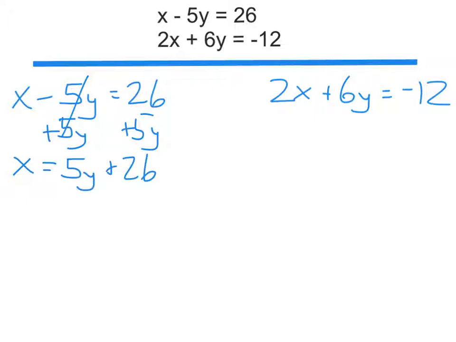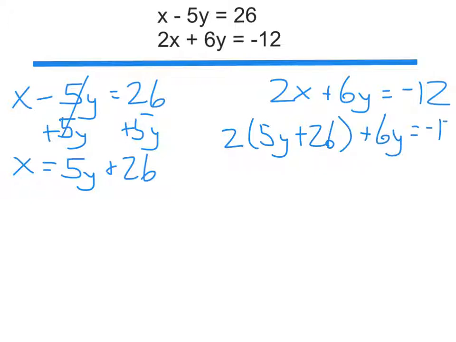This is now our substitution equation, right? We got one equation, we solved for one variable, and now we're going to substitute that into the other equation for the variable we solved for. Since we solved for x, we're literally going to plug this 5y plus 26 right in there into that x. So we'll have 2 times, and instead of x, 5y plus 26. And then the rest of the equation, we already have: plus 6y equals negative 12. Okay, so that's what the substitution step looks like.